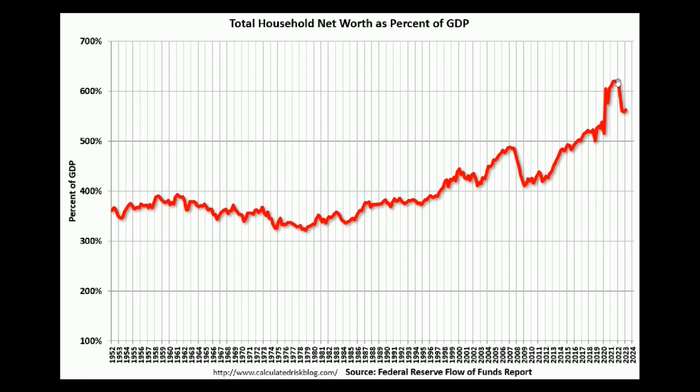Even the misguided tightening that the Federal Reserve is doing, while that has caused a decline, it can't go much lower than this because the markets won't let it. So net worth is rising because we're in an age of technological deflation.